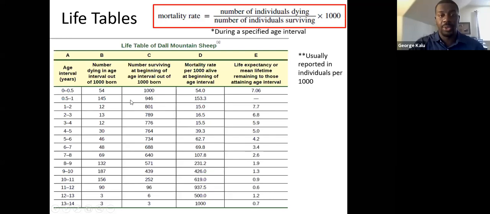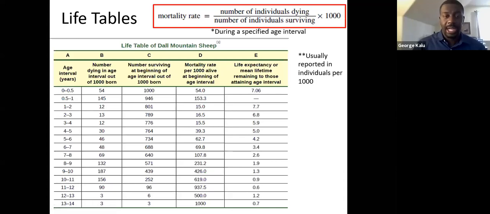And we can expect 145 individuals to die out of this 946. So we do 145 divided by 946, again, multiply that by 1,000, and the mortality rate becomes 153.3 sheep per 1,000 expected to die. That's the mortality rate, and so on and so forth. So this is how you would be able to calculate the mortality rate at each individual age range.